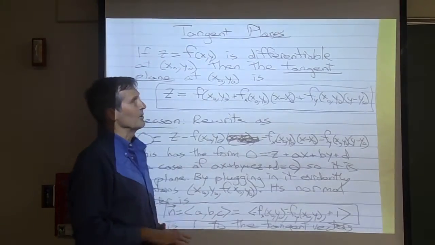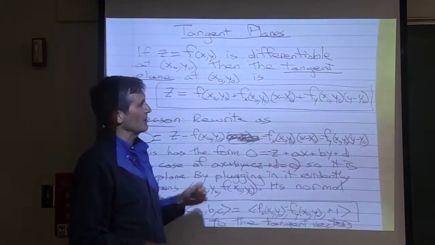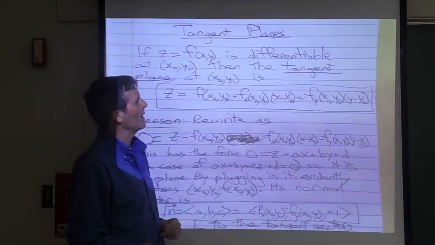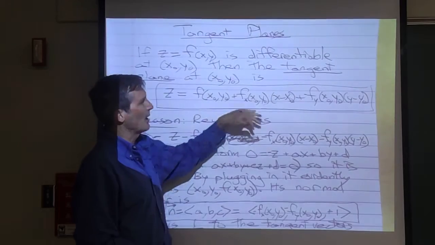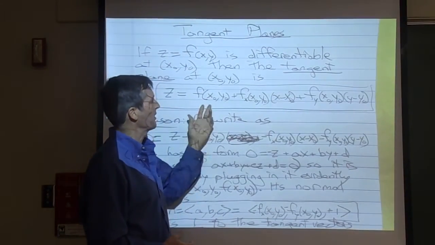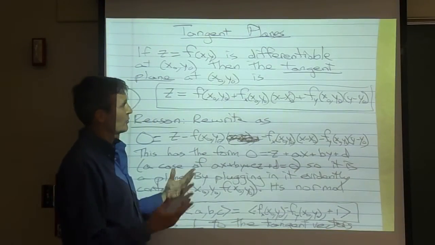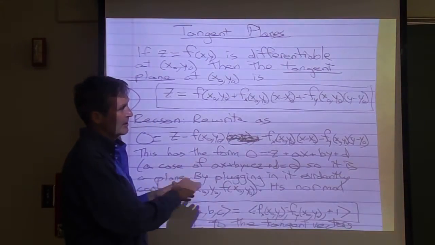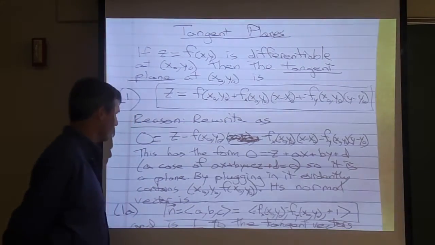So this is the unique plane that passes through the point of tangency x0, y0, f of x0, y0, and has the correct slope in the x and y directions. That must be what we want to call the tangent plane. So we'll make this definition, if you like, that this is the tangent plane, and then we'll say it has those properties in it. It has the right slope in the x and y direction at the point of tangency.